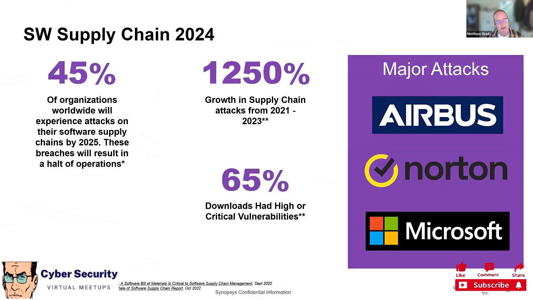But some other data that we can talk about here on the supply chain, and again, you can read it yourself, but we're talking huge increases in supply chain attacks. Most components that are downloaded from public portals are vulnerable, and most organizations, 45%, nearly half of organizations, will experience attacks by 2025. So we're talking about a very large attack surface of a large impact. And again, I could go through those examples with Airbus, Norton, and Microsoft, but I'm not going to. You can look them up yourselves.